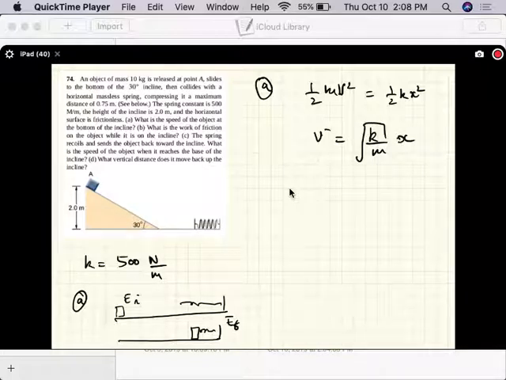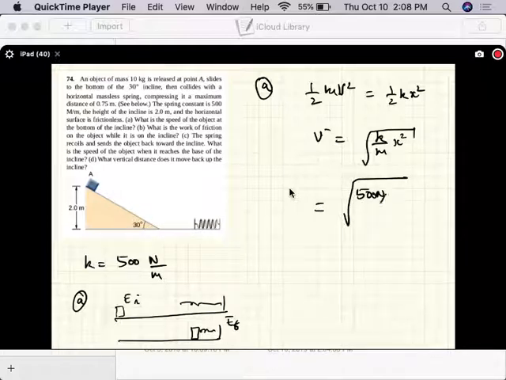You guys understand all of that? I've skipped it. Oh, well, okay. All right, so the spring was compressed 0.75 meters. So here we go, 500 Newton per meter.